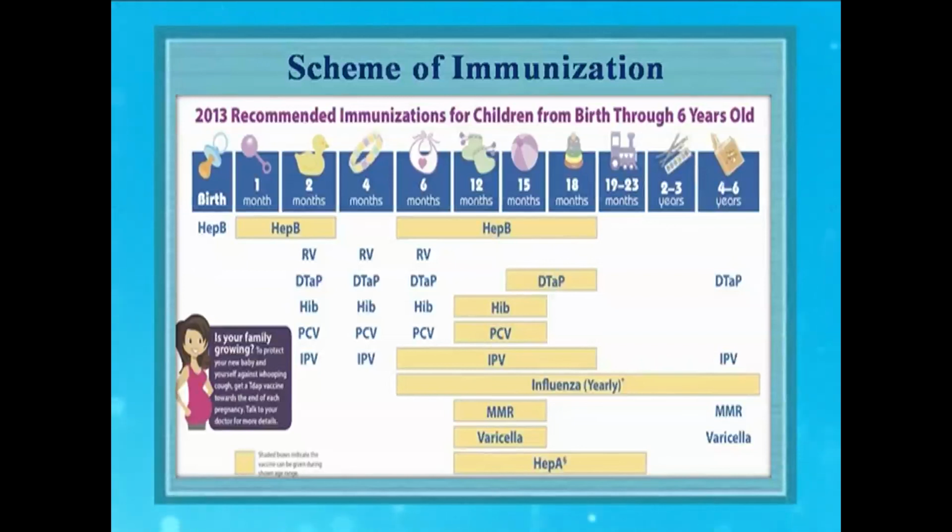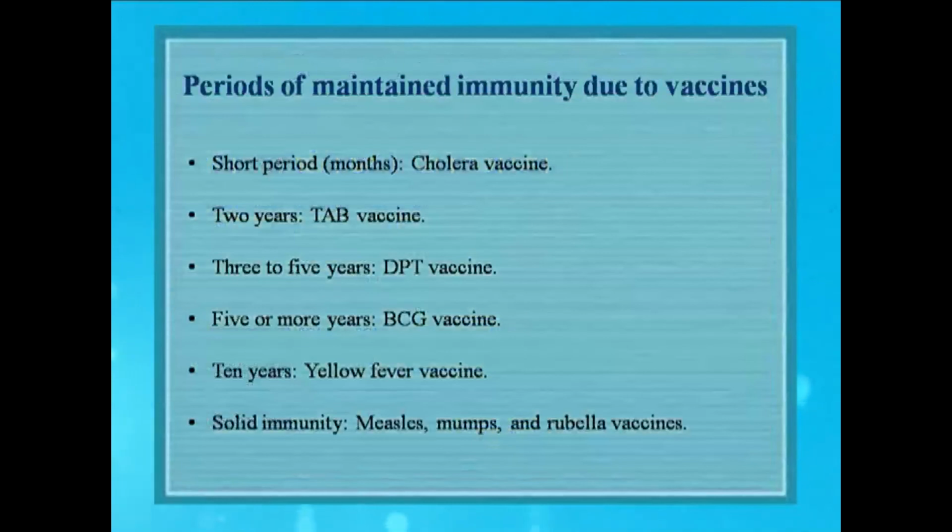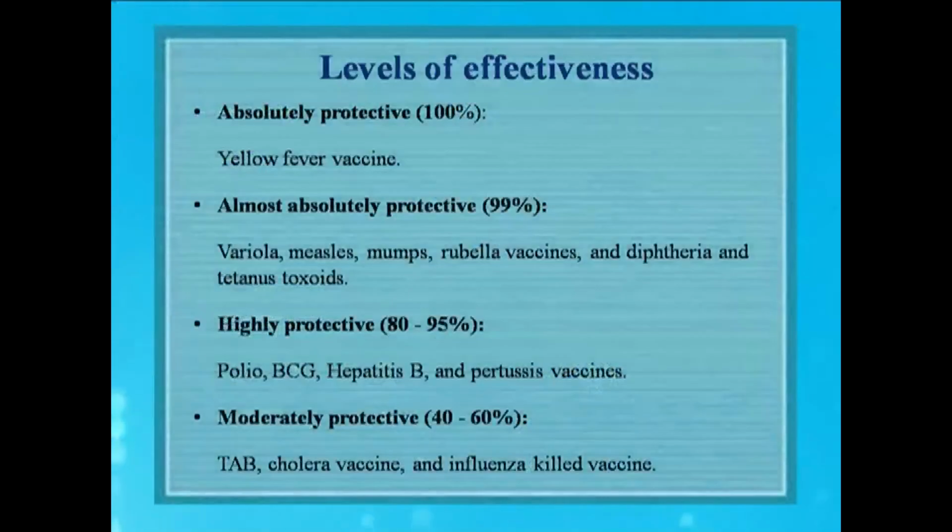Now, some of the vaccines maintain immunity for a prolonged time, like measles, mumps, rubella, yellow fever virus. They protect for a long period of time, whereas cholera vaccines give protection for short periods. Some vaccines are 100% effective, like measles, mumps, rubella, yellow fever, whereas some vaccines are 80 to 95% effective, whereas some vaccines are 40 to 60% effective.